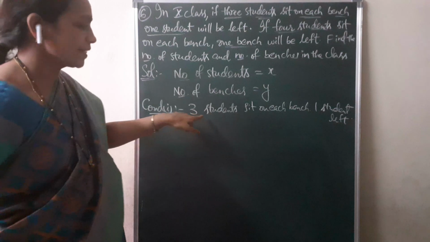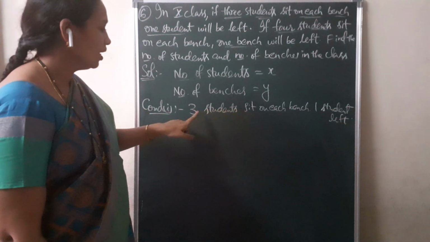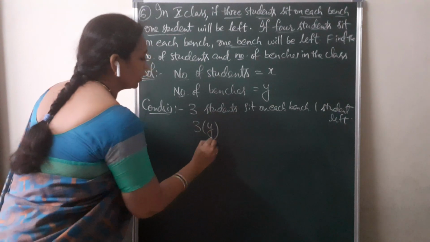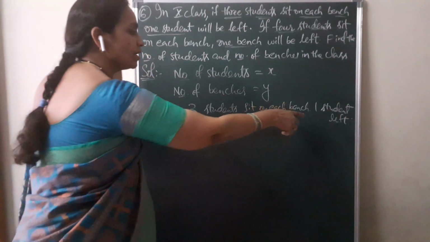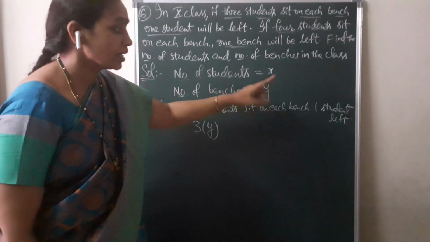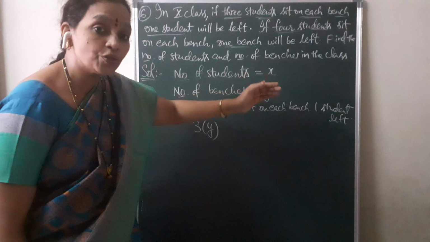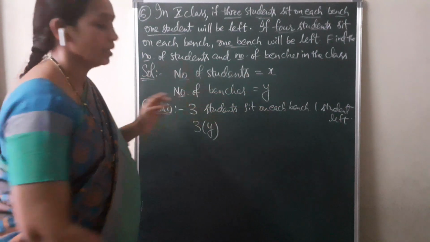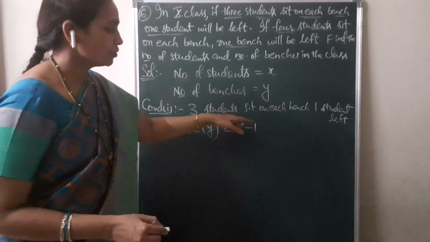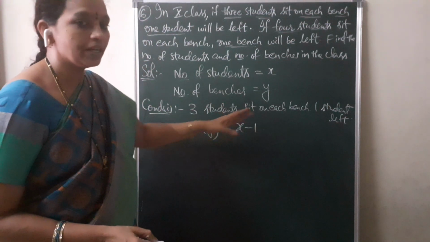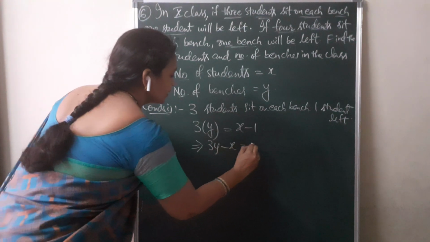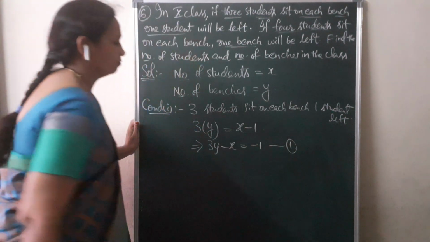By this condition, what equation can you frame? 3 students are sitting on each bench, so 3 into y you have to multiply. Then one student is left. That means the number of students is already x. One student left means x minus 1 students only are sitting on the benches. So that is equal to x minus 1. One student will be left. So that is 3y minus x is equal to minus 1, the first equation.